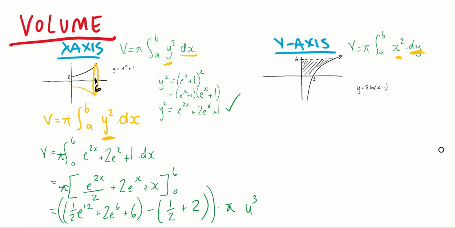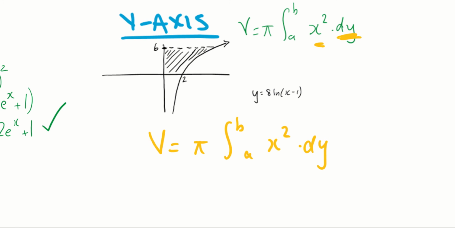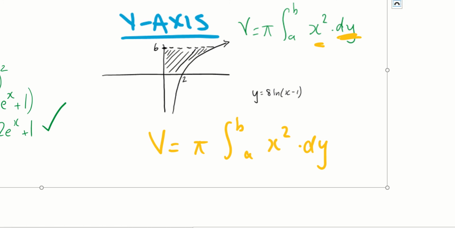All right, now let's look at one rotated around the y-axis. So we need dy. So again, step 1, write your formula out for the marker to see that you know what you're doing. Step 2 is now find x squared. Sometimes this can be the hardest part, finding your value squared that you need. So I have y equals 8 log x minus 1. I need to rearrange that to somehow get x equals and then x squared equals.